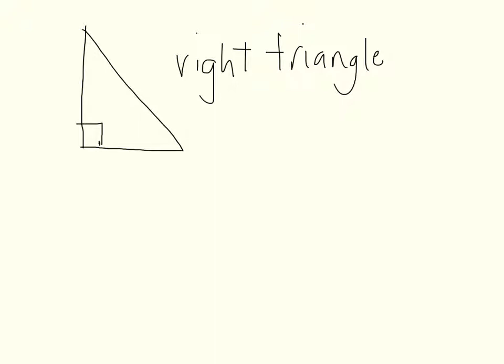Now, let's call this side A, let's call this side B, and let's call this side C. An important formula that relates the sides A, B, and C is A squared plus B squared is equal to C squared. And this is a very useful formula.